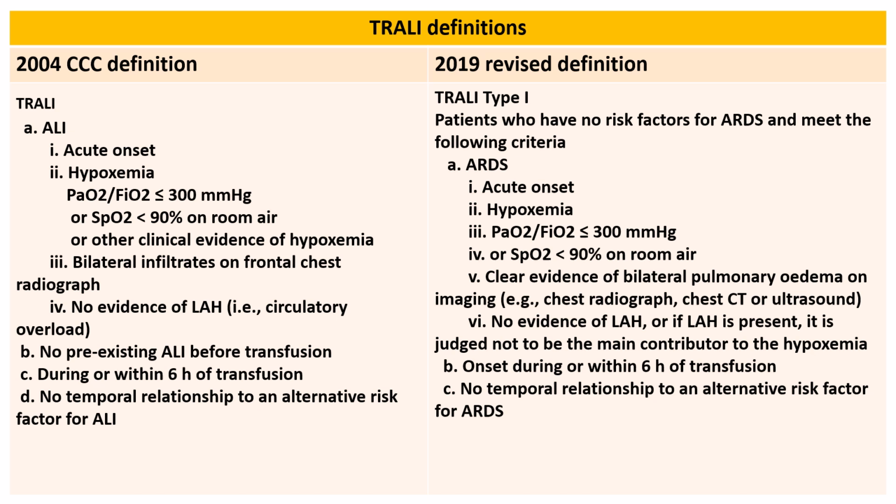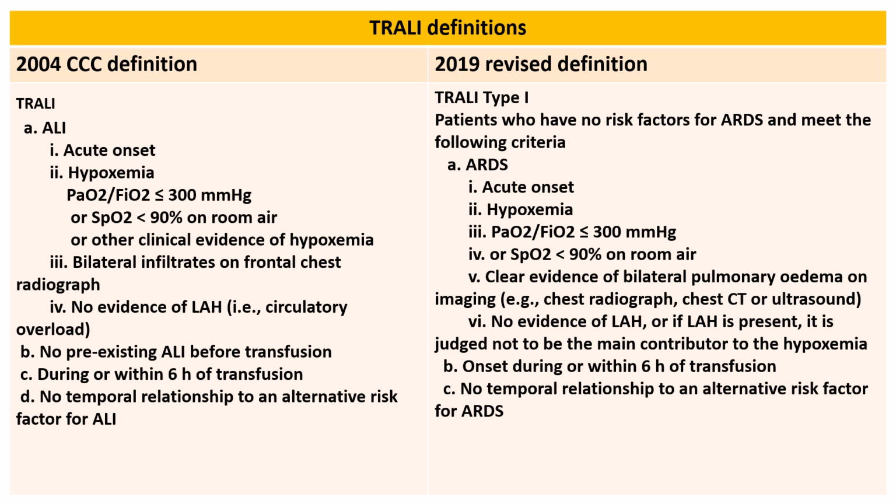that is, pre-existing circulatory overload, or there shouldn't be any pre-existing acute lung injury before transfusion, and it should occur during or within 6 hours of transfusion, and there is no temporal relationship to an alternative risk factor for ALI. Then it is called TRALI according to the 2004 CCC definition.